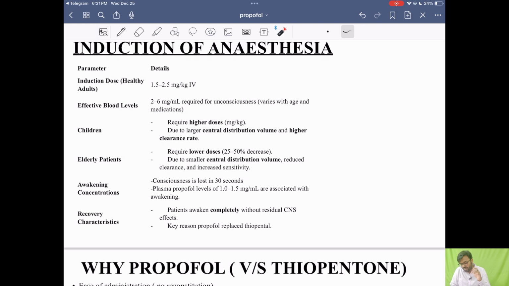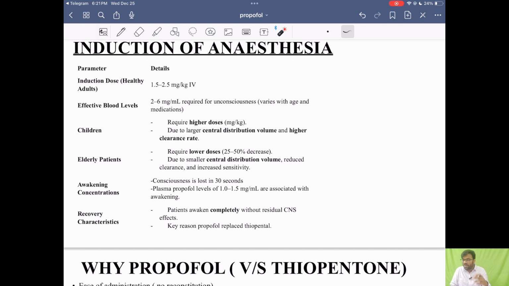Okay, so after you give propofol, how much concentration should be present in the blood for unconsciousness to occur? It is approx 2 to 6 mg per ml. This is the concentration of drug required in the blood for unconsciousness, but this is a highly variable value. I'm talking about a normal healthy adult. Not a very elderly patient and not a pediatric patient, a moderate guy.